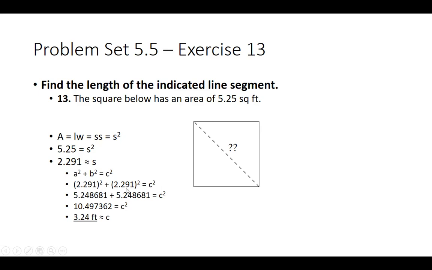Squaring 2.291 twice, we get 5.248681 plus 5.248681 equals c squared. Adding those together, we get 10.497362 is c squared. And taking the square root of both sides, we find that c, the hypotenuse, the diagonal of this square that we're looking for, is approximately 3.24 feet.